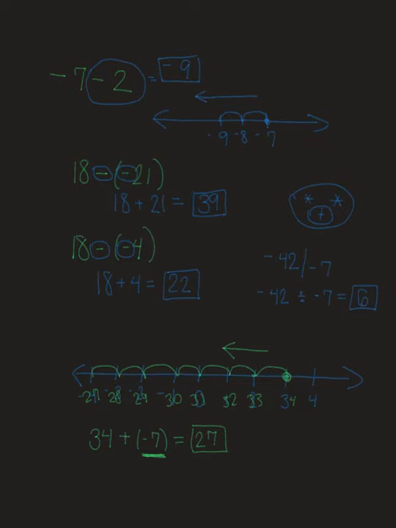The other way to do that is the rule. Same signs add, different signs subtract. They are different signs, so I would subtract them. And so when I subtract, I would keep the sign of the highest number. In this case, the highest number is 34, so I would just do 34 minus 7, which is also going to give me 27.